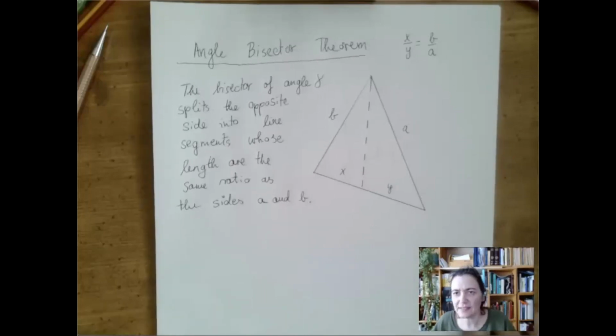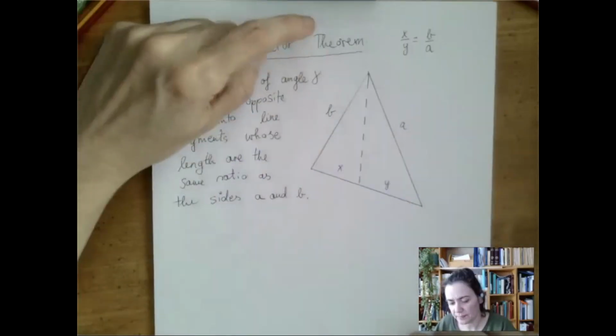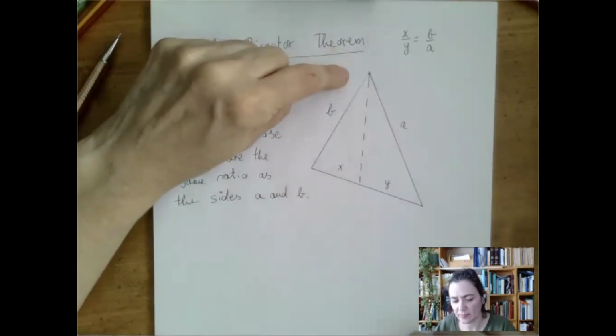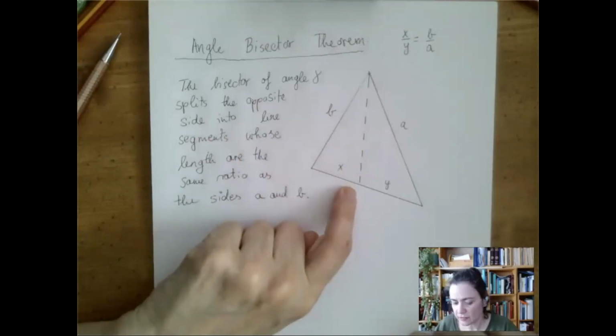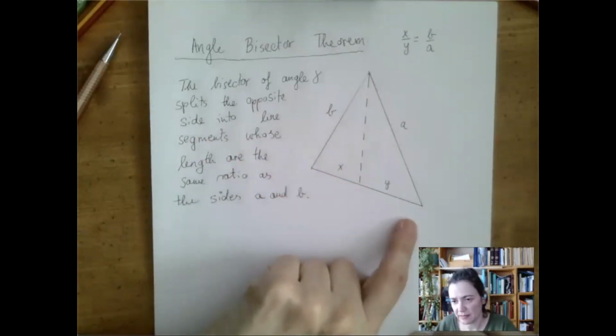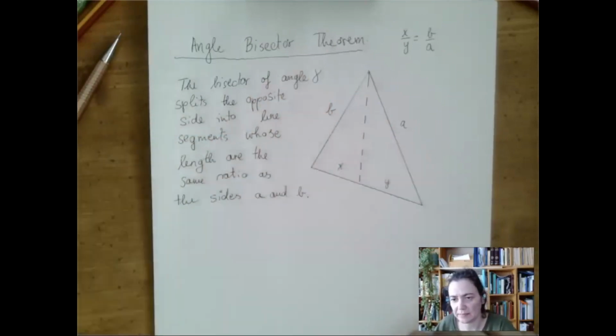So this is another pretty important theorem from high school geometry, and it says basically that the angle bisector splits the opposite side into two sides that are in the same ratio with each other as the sides around it. So this dotted line is an angle bisector, and it splits the opposite side into two line segments, say X and Y. The ratio between these two sides, X and Y, is the same as the ratio between B and A.